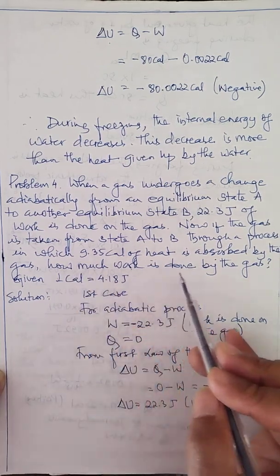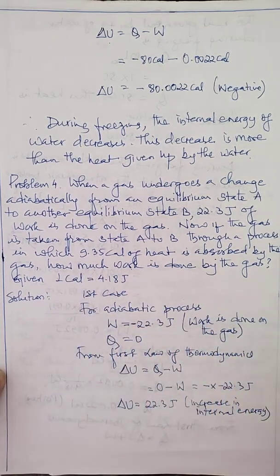So how much work is done by the gas? We have to calculate the work done by the gas. And children, remember this, work done should also be positive, because when work is done by the system or by the gas, that work done should always be positive.